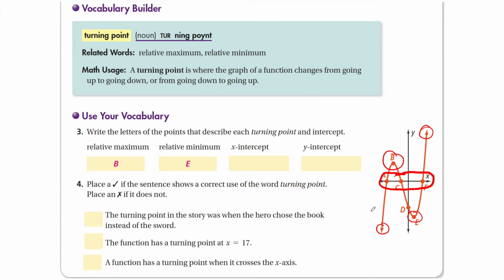So our x-intercepts are going to be a, c, and f. Our y-intercept is going to be where it crosses the y-axis, which is at point D.